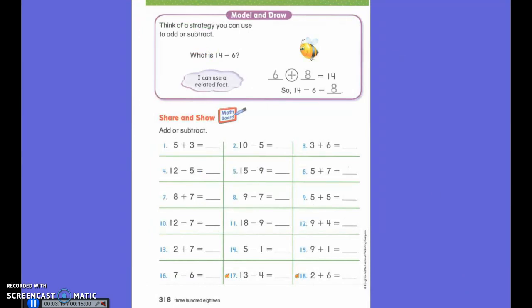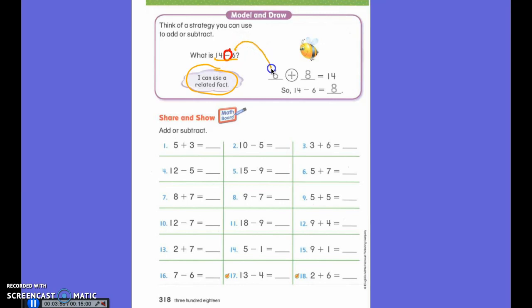Think of the strategy that you can use to add or subtract. When I am working, first of all, I look at my sign to see if I'm going to take away. Show me take away. Or if I'm going to add or get more. Show me more. When I have a subtraction fact, I like to switch it around in my brain to use a related fact, because to me it is a lot easier to add than it is to subtract.